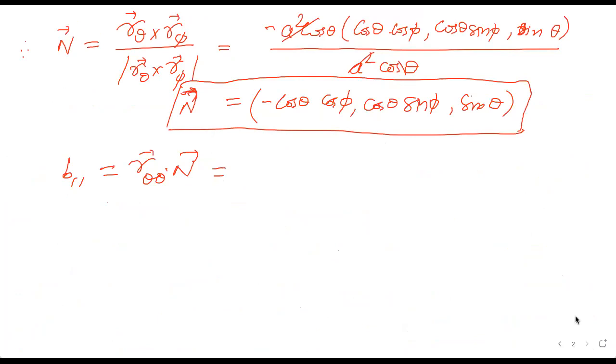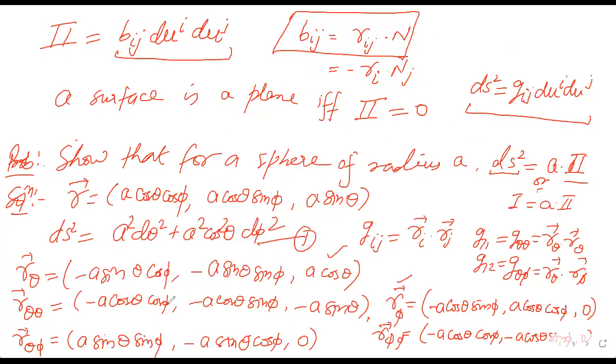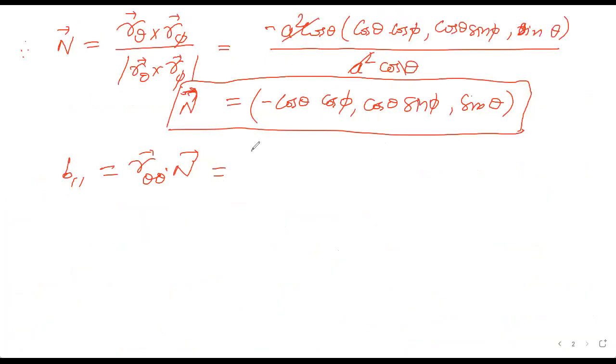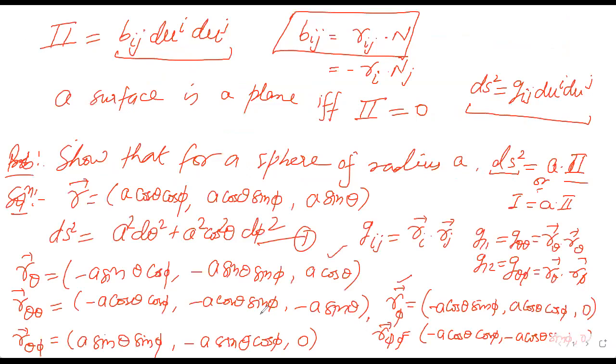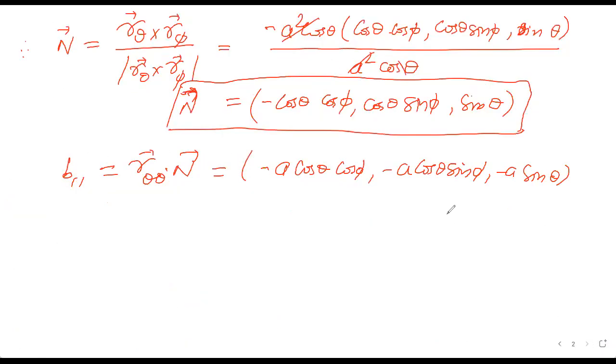So r theta theta is how much? I have just calculated this: minus a cos theta cos phi, minus a cos theta sin phi, minus a sin theta. You will take its dot product with n. So this is your r theta theta. I am writing here minus a cos theta cos phi, minus a cos theta sin phi, minus a sin theta. It was your r theta theta. All three have minus signs. And dot product with n.